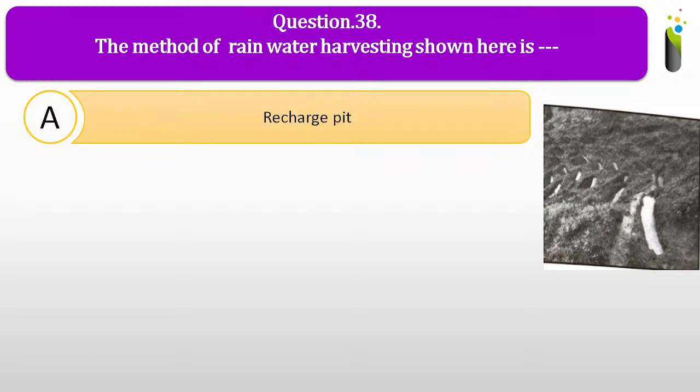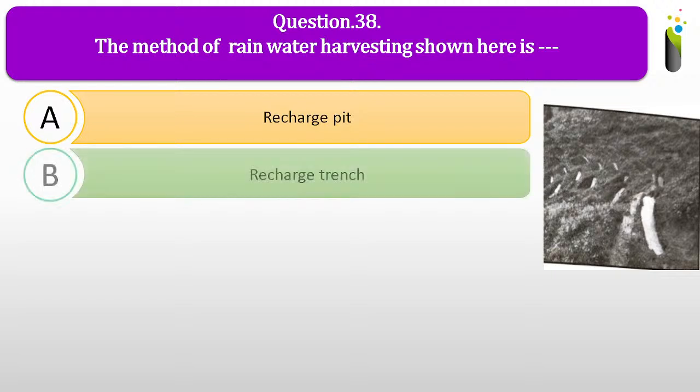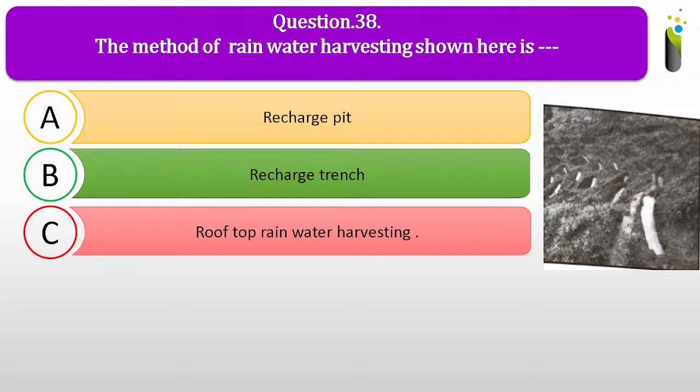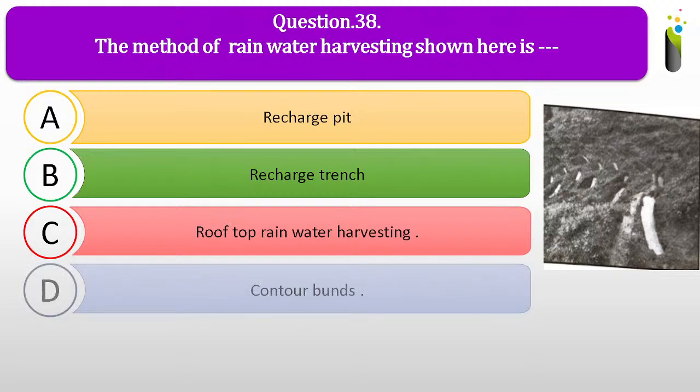And your options are A. Recharge pit, B. Recharge trench, C. Rooftop rainwater harvesting, D. Contour bunds. So watch this image and tell me which is this method of rainwater harvesting that's been shown here. And your time starts now. Come on, answer.